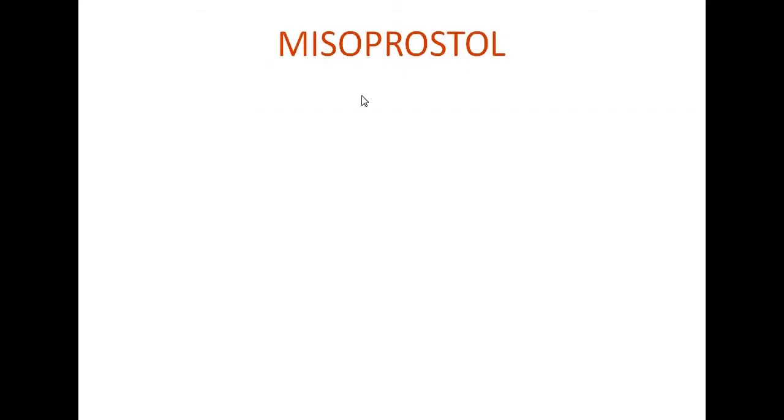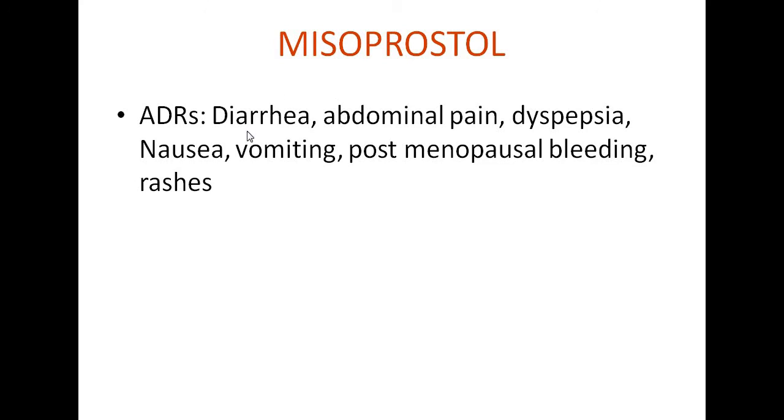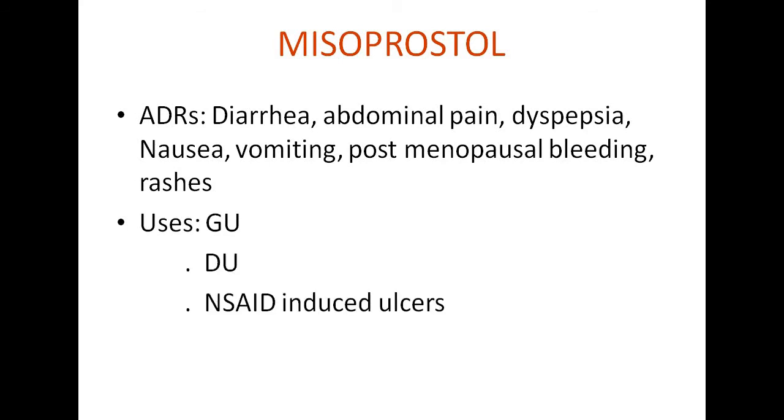Some of the commonly used ones are misoprostol, which has these adverse effects: diarrhea, abdominal pain, dyspepsia, nausea, vomiting, postmenopausal bleeding, and skin rashes. Used in gastric ulcer, duodenal ulcer. Most important use is in preventing NSAID-induced ulcers. And prostaglandins, when we discuss in detail, we will tell you it has other uses also, like medical termination of pregnancy.